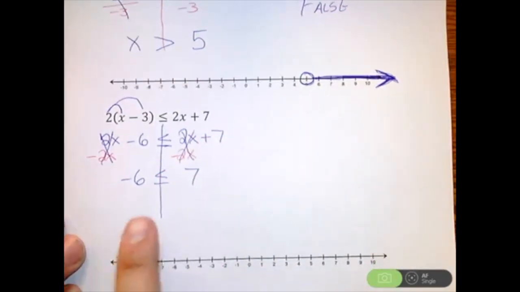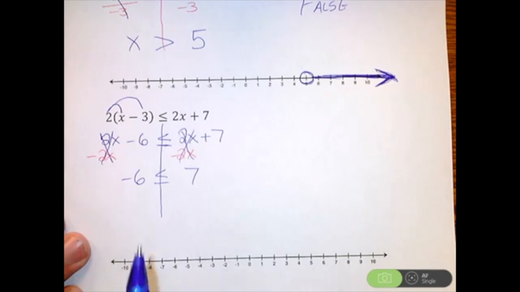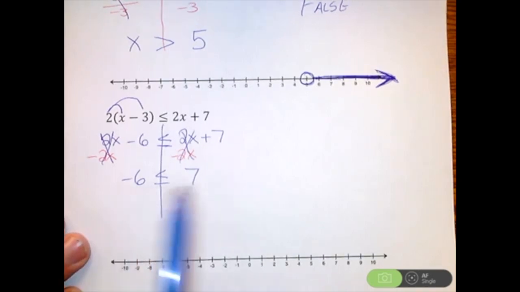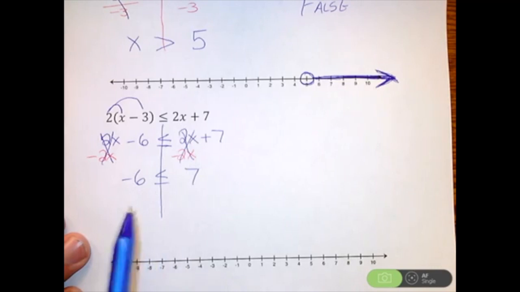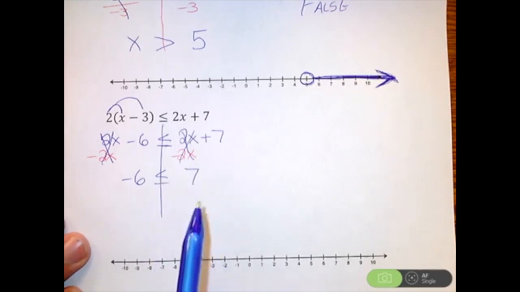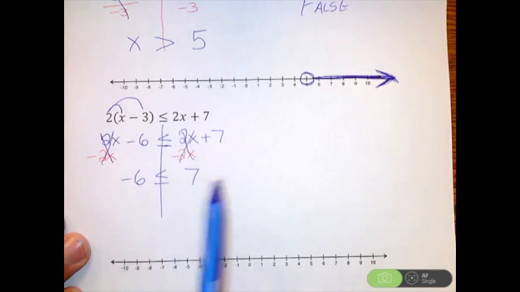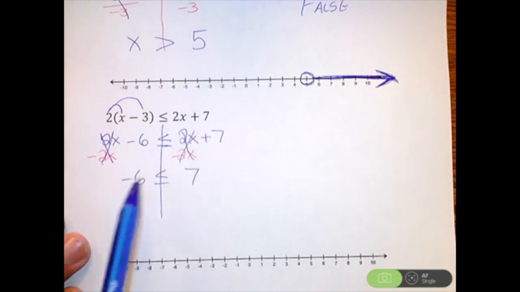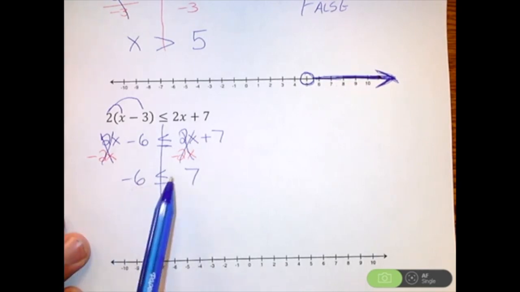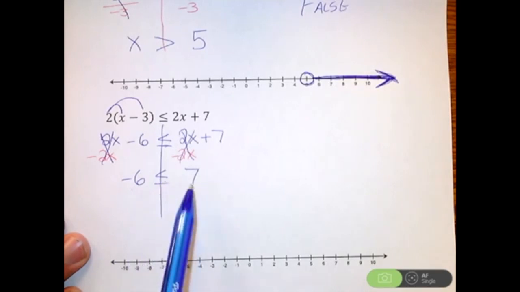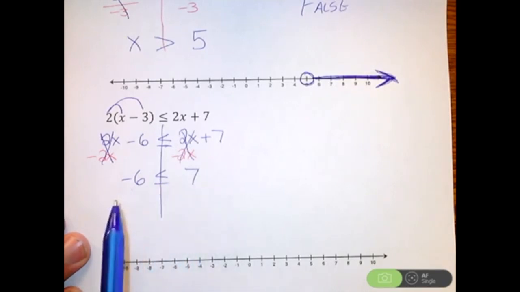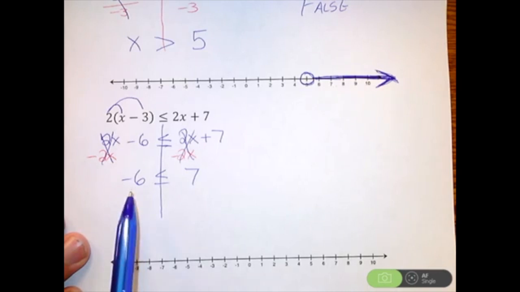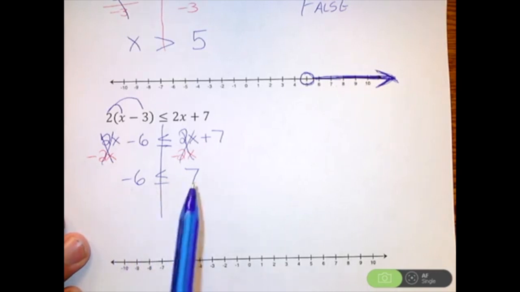So a lot of people might be startled and think, oh boy, what did I do? I messed up somewhere. You did nothing wrong. This is totally fine. My x's are gone. So trying to get x by itself isn't really going to happen because x is gone. We can actually stop what we're doing right here. And what I have here actually tells me the solutions to this problem. So let's read this. It says -6 is less than or equal to 7. So you got to ask yourself, is -6 less than or equal to 7?